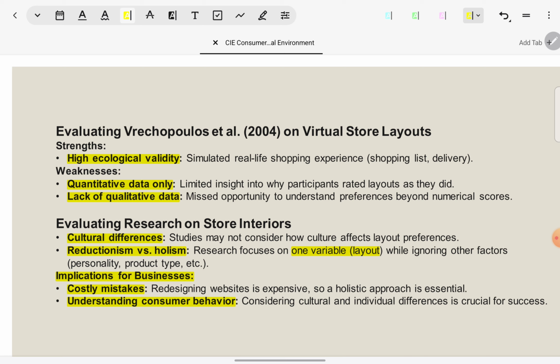And they can try to understand consumer behavior. Simply saying, market researchers could go to different cultures, unlike the Vrechopoulos study, which was not very culturally diverse, and just find out in different cultures which layouts are preferred by people, like we just saw the example from Japan, and then try to lay out their stores accordingly, according to the culture.